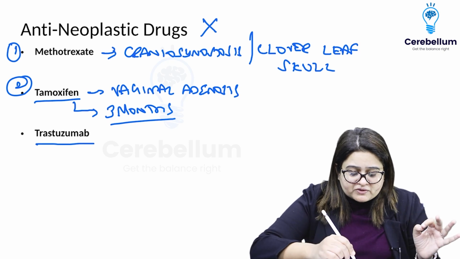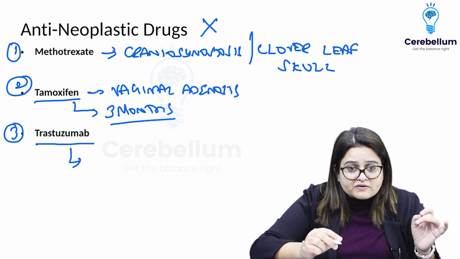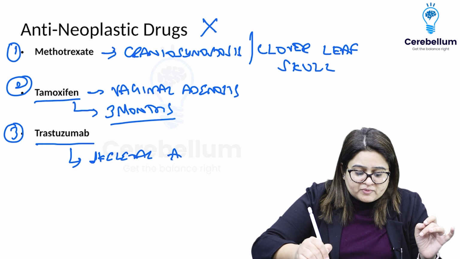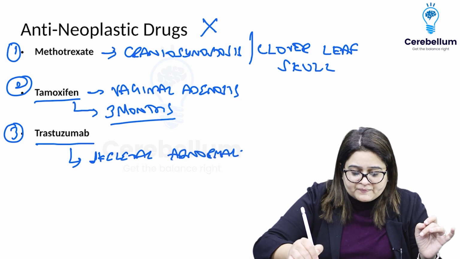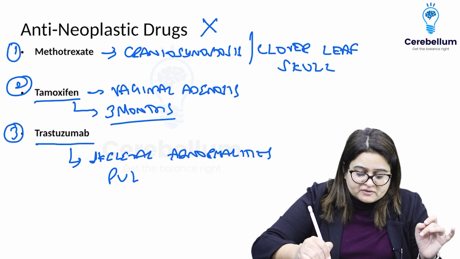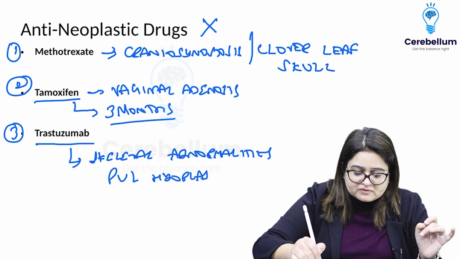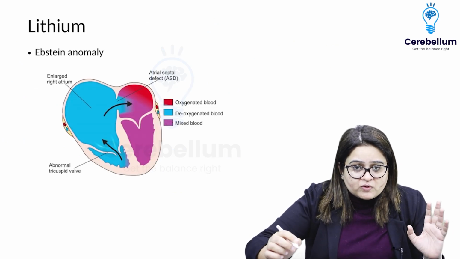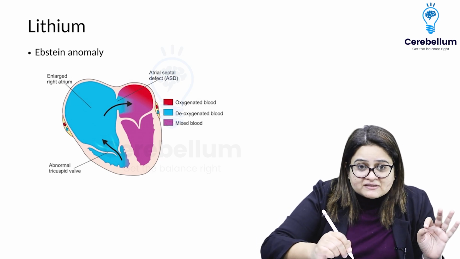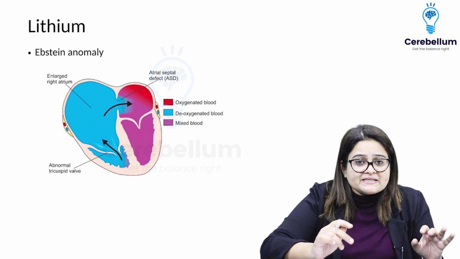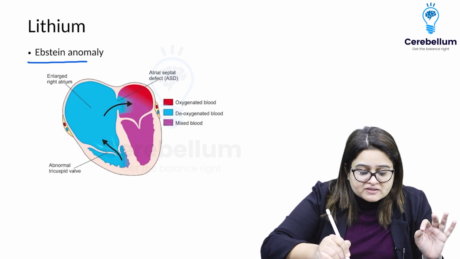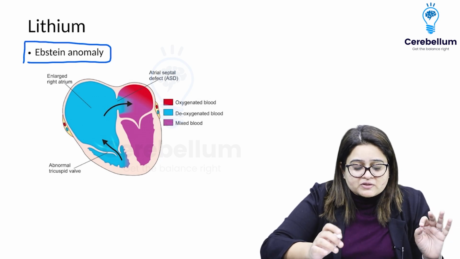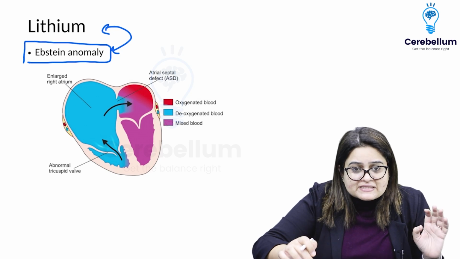Trastuzumab is also a known teratogen, and this is also given in breast cancer. This is also known to cause skeletal abnormalities and also pulmonary hypoplasia. Now coming to lithium, I think all of you know this. Lithium is a minor teratogen. That means the risk of teratogenicity is less, but if at all, it is very strongly associated with causing Ebstein's anomaly. So remember, lithium causes Ebstein's anomaly.